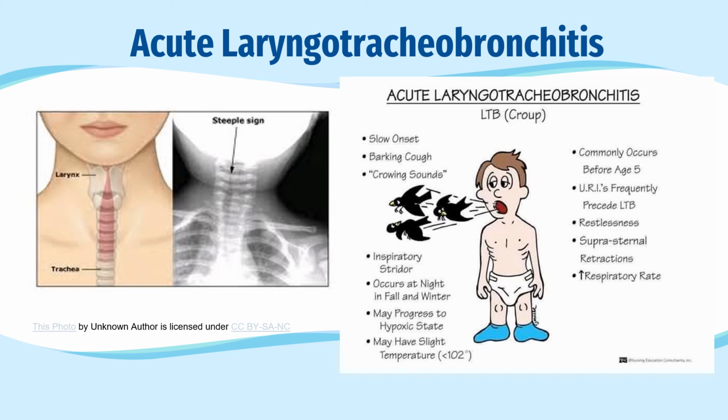The child with LTB usually develops the classic barking or seal-like cough and acute stridor after several days of rhinitis. Hoarseness may also be seen. This usually occurs at night in the fall and winter. It can be diagnosed just by these hallmark symptoms we talked about. However, if they do an x-ray, you can see in this picture, they'll see the classic steeple sign where the swelling has caused the trachea and the larynx to make a steeple shape.